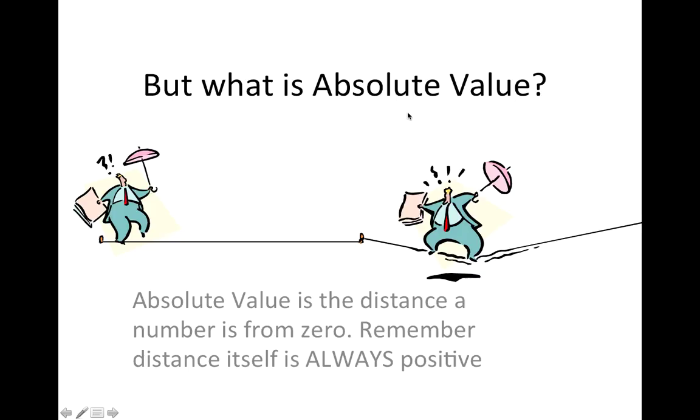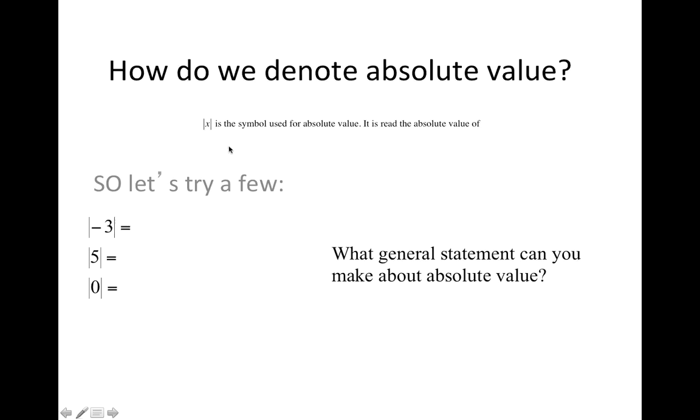But let's talk a little bit about what absolute value is. So absolute value is, again, a number's distance from 0. Now that distance is always going to be positive. And here's the symbol that you'll use. You see this X and these two straight lines around the X? This means find the absolute value of whatever value is within these two lines. So it's used for absolute value. This means find the absolute value of X.